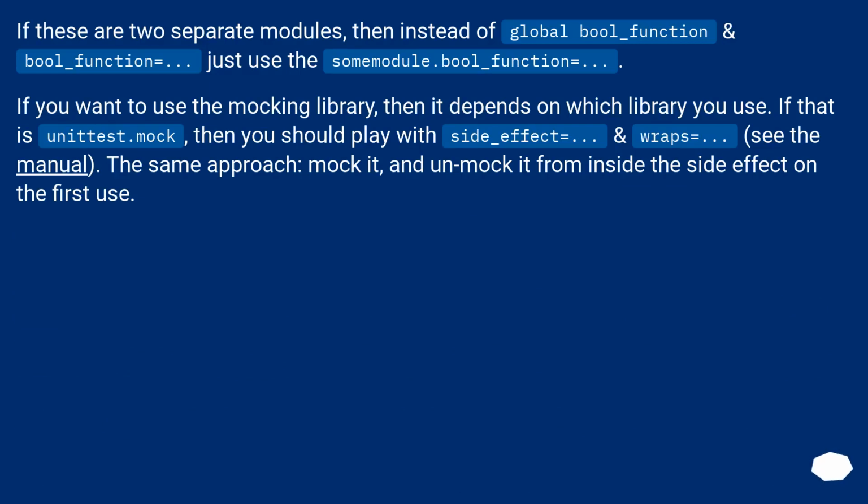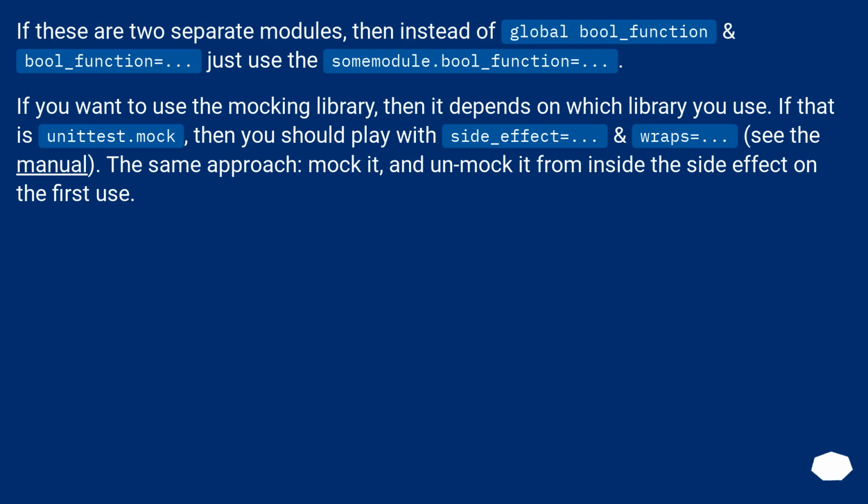If these are two separate modules, then instead of global bool_function = ..., just use some_module.bool_function = ... If you want to use the mocking library, then it depends on which library you use.